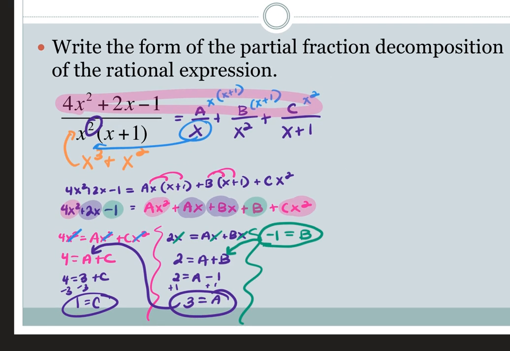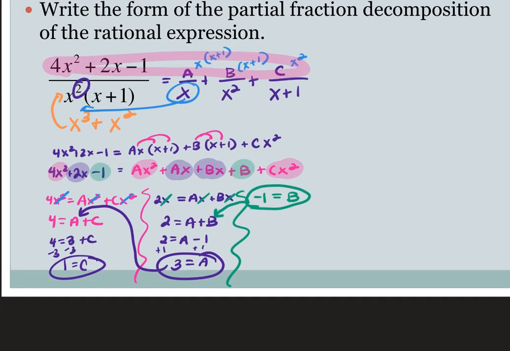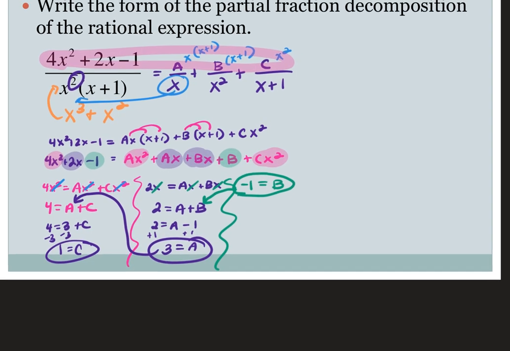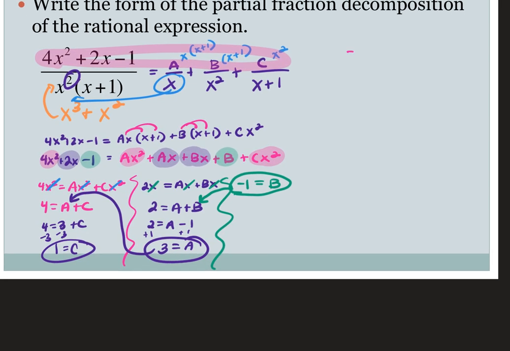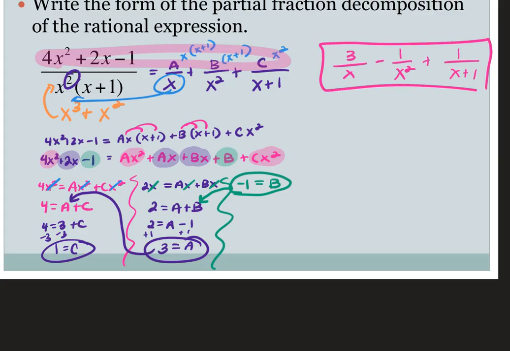So I go back up to the top and I pair them with the fraction they're supposed to be with. So a goes over x. B is a -1, so I subtract 1 over x squared. And c is a +1, I put it over x plus 1. And if I had time, I could work backwards. I could find the least common denominator, multiply each numerator by what's missing, combine them, and I should get the question.